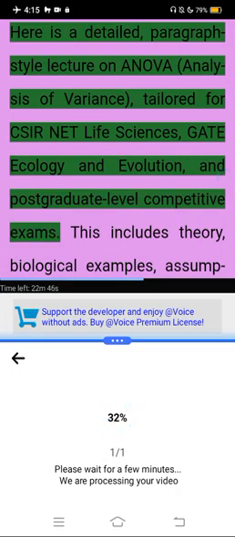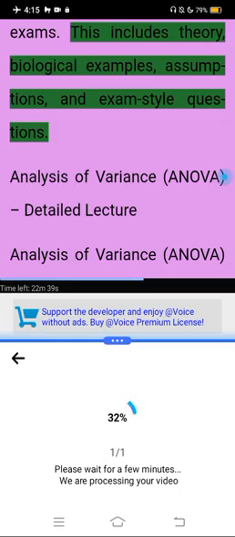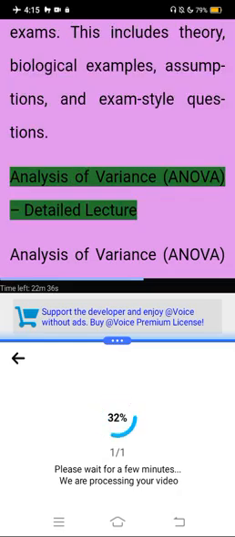Here's a detailed paragraph-style lecture on ANOVA, analysis of variance, tailored for CSIR NET Life Sciences, GATE Ecology and Evolution, and postgraduate level competitive exams. This includes theory, biological examples, assumptions, and exam-style questions. Analysis of variance, ANOVA: detailed lecture.